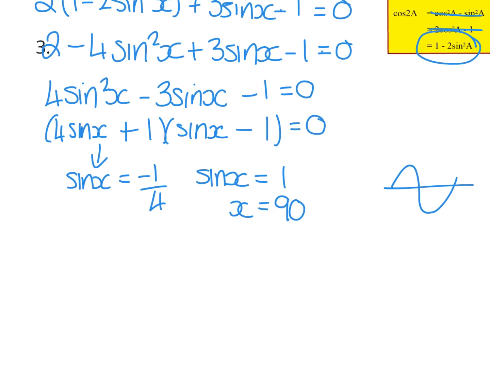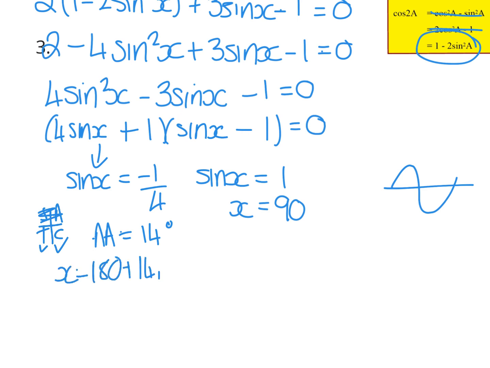So on my calculator, when I do shift sine of a quarter, I get an acute angle of 14 degrees. But of course sine is negative, so I'm not using all in sine. I'm going to be using tan and cos. So in the tan box, x will be 180 add 14. And in the cos box, it would be 360 minus 14. So x would be 194 degrees and 346 degrees. Remember, I just like to write them all out in order.